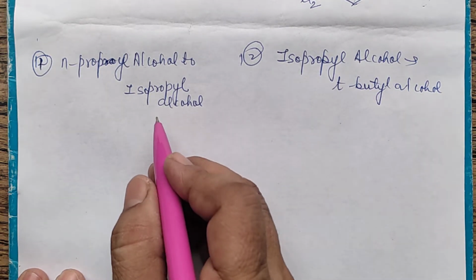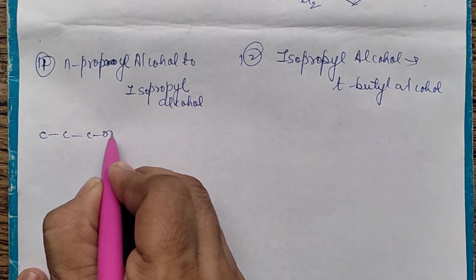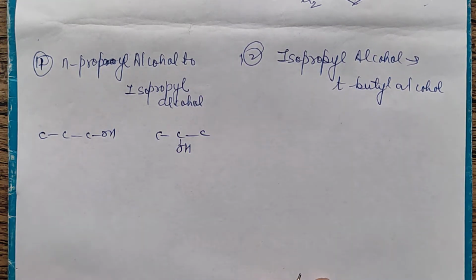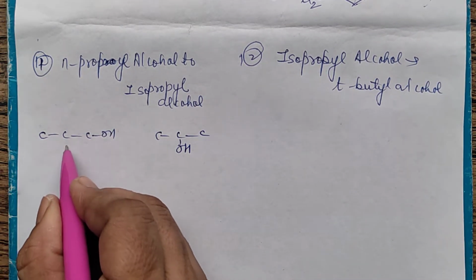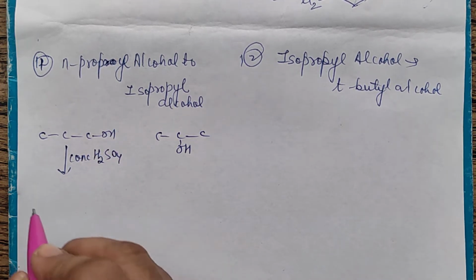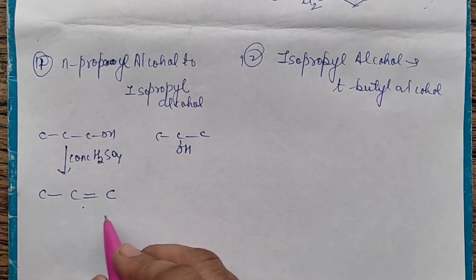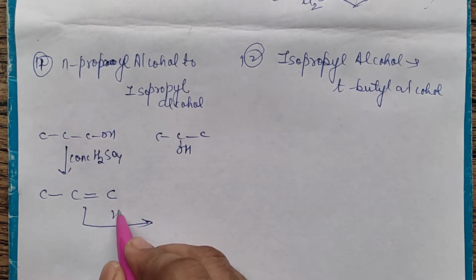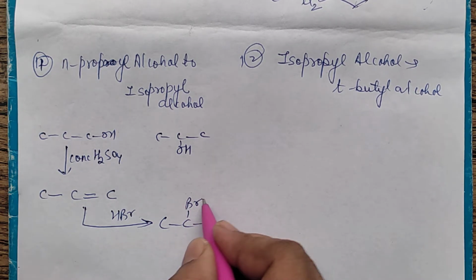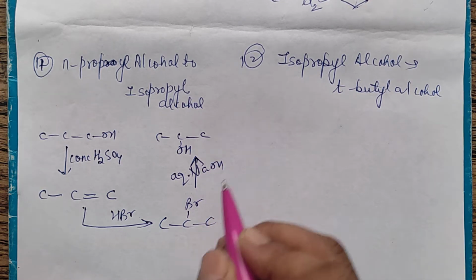Now, normal propyl alcohol to isopropyl. From normal, we want to prepare iso. That's a similar thing to what I told you earlier. First you treat this with concentrated sulfuric acid, remove water, you get a double bond, and now you want the 2 position, right? So you will just add HBr without anti-Markovnikov. You will get Br at the center carbon, and now you just have to treat with aqueous NaOH or KOH.